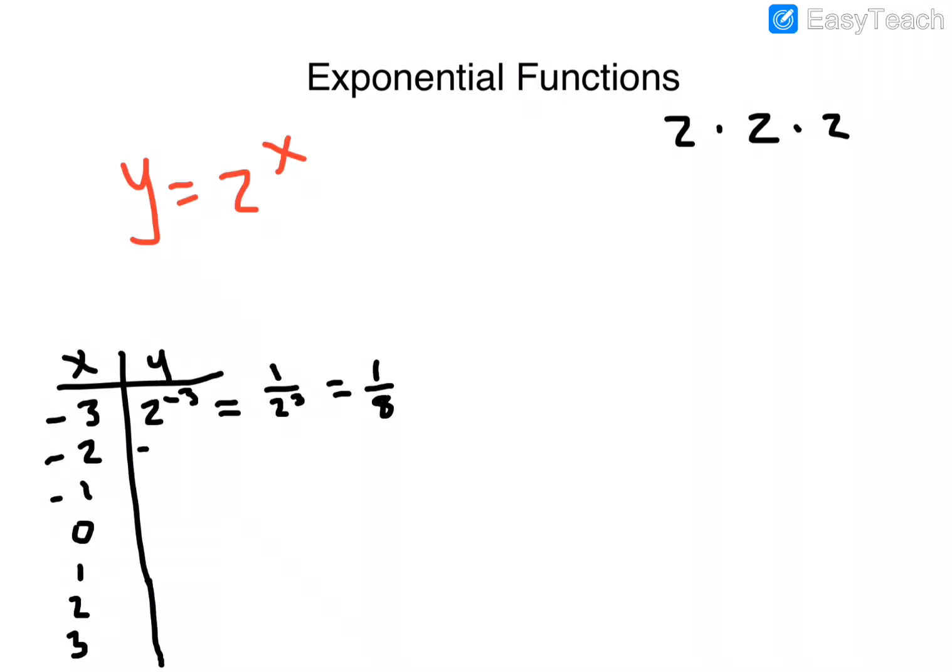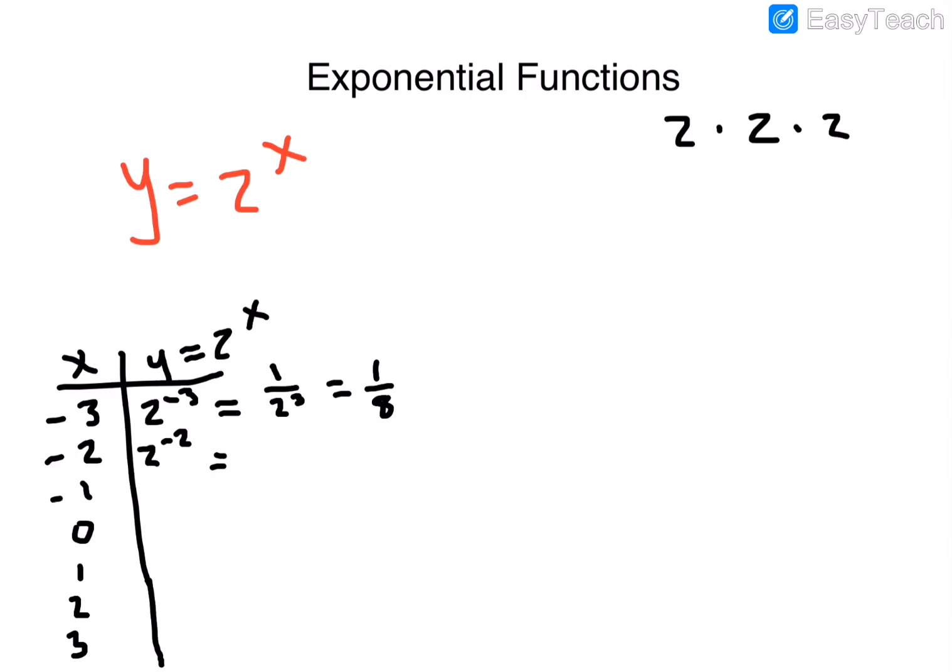This over here becomes 2 to the -2. If you're wondering what I'm doing, I'm plugging in my x values into y equals 2 to the x power. So I'm plugging in the -3 for x, which gave me 2 to the -3, which I turned into a fraction, which ended up being 1 over 8.